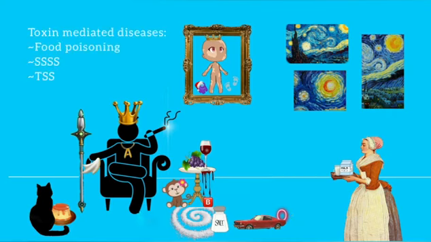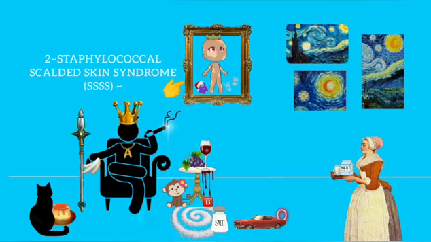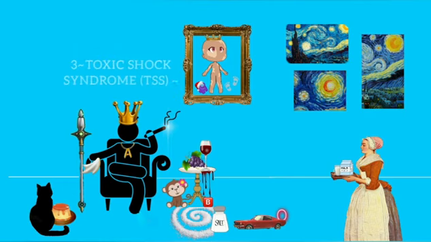Now we will see the toxin-mediated diseases that are food poisoning, staphylococcal scalded skin syndrome, and toxic shock syndrome. As you can see, the king has refused to eat and has even given his food to the cat, so we can know food poisoning from this. Also, you can see the framed childhood photograph of the king in which he has skin disease, which will remind us of staphylococcal scalded skin syndrome. In addition to toxin, cigar will also imply toxic shock syndrome.